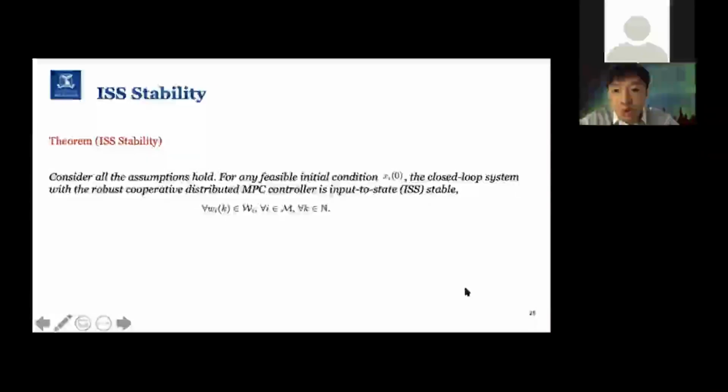And for another property, we can prove that with this robust cooperative distributed MPC controller, the closed loop system is input-to-state stable. So for any feasible initial condition, the closed loop system is always input-to-state stable for any disturbance inside the convex sets.